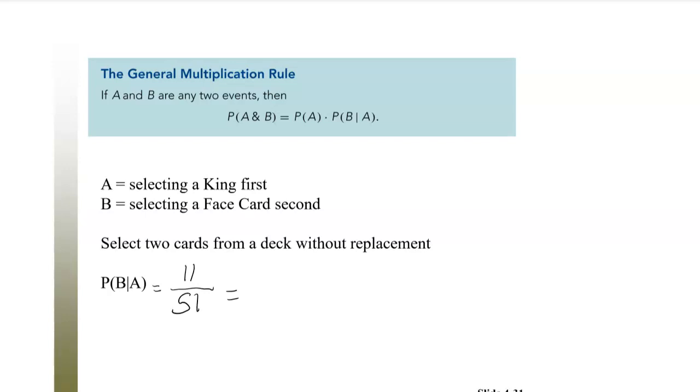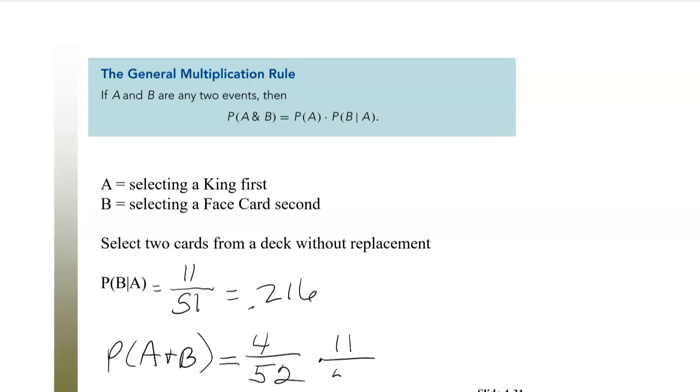So when you take 11 divided by 51, you get about 0.216. So for the probability of A and B, of them both occurring, meaning we select a king, then we select a face card, we would first have the probability of A happening. A is just selecting a king. There are 4 kings out of 52 cards. So you can multiply that. We've already calculated the probability of B given A, or you can just write the fraction again, 11 out of 51, or multiply by 0.216.